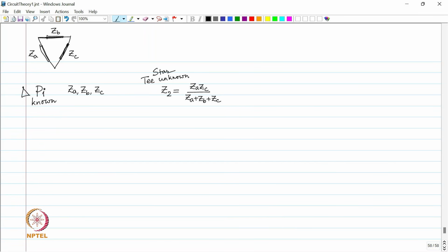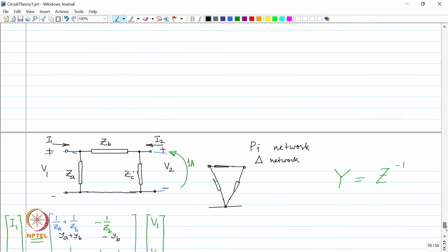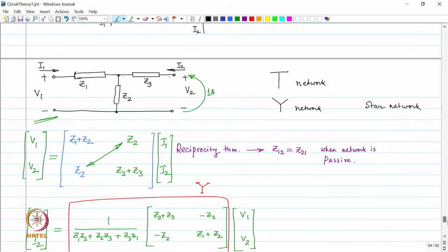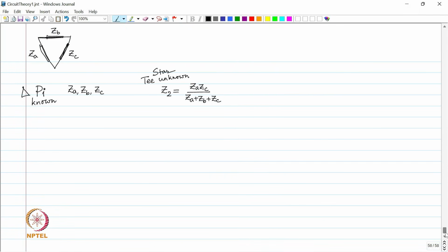All right, and the t was simply this Z1, Z2, Z3, which I am going to rearrange, and which was Z2.